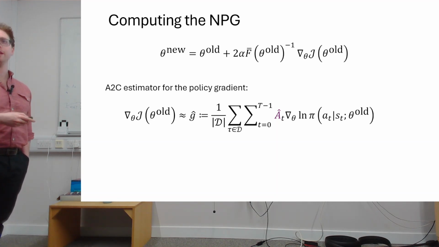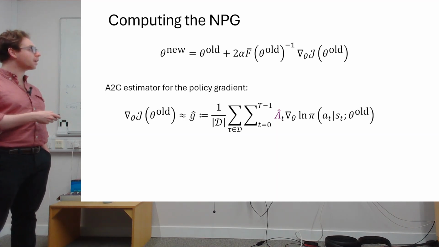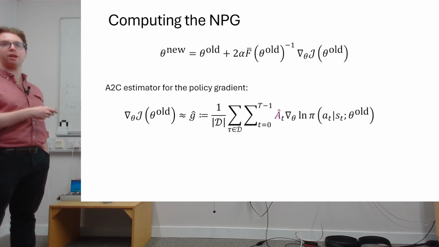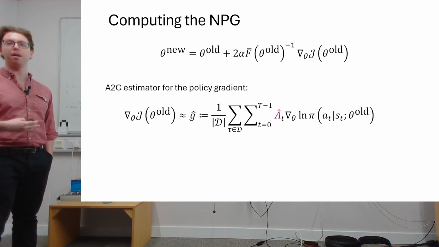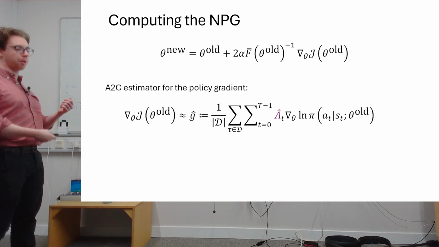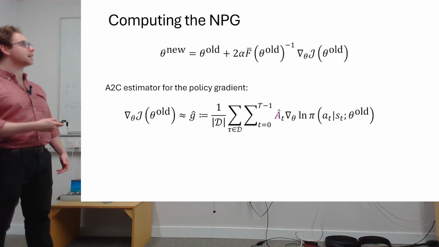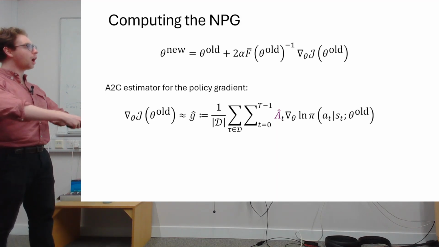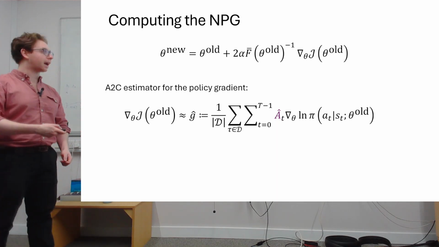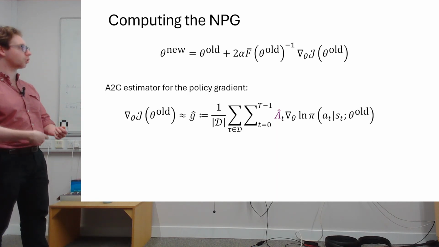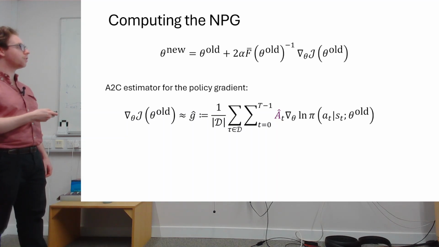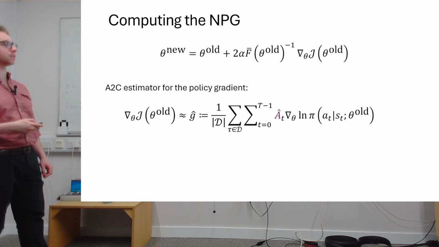All I've done here is take the expectation and replace it with a sample over a data set of trajectories. You'll probably be familiar with this from previous lectures, but the way I would actually apply this is I take my current policy, theta old, do a collection of rollouts in the environment, and gather a data set D of trajectories. Then I average over those trajectories, sum over the time steps, approximate the advantage estimates, and compute grad log pi of action given state.